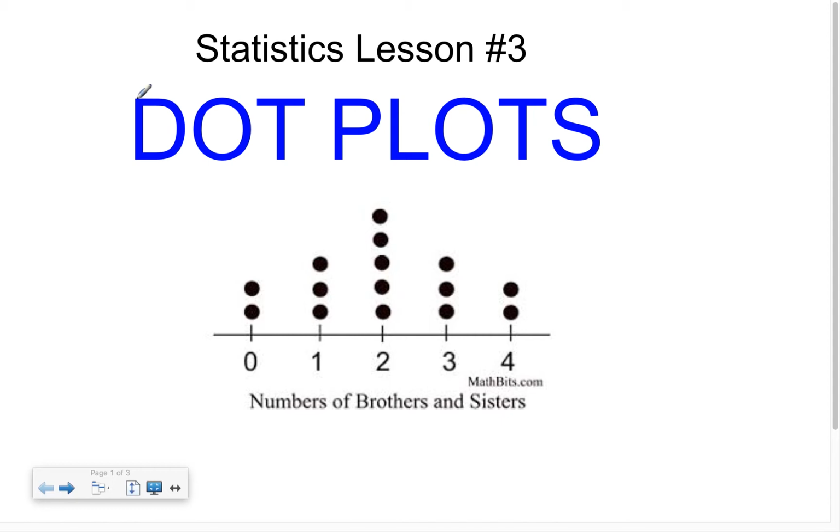So here's an example of a dot plot. A dot plot uses dots to show our data. Looking at this one, it's number of brothers and sisters. We have 0, 1, 2, 3, and 4 on the number line, and each dot is going to represent a response. So 2 people said they had 0 brothers and sisters, 3 people said 1, 5 people said 2, 3 said 3, and 2 said 4. So this lets us visualize our data.